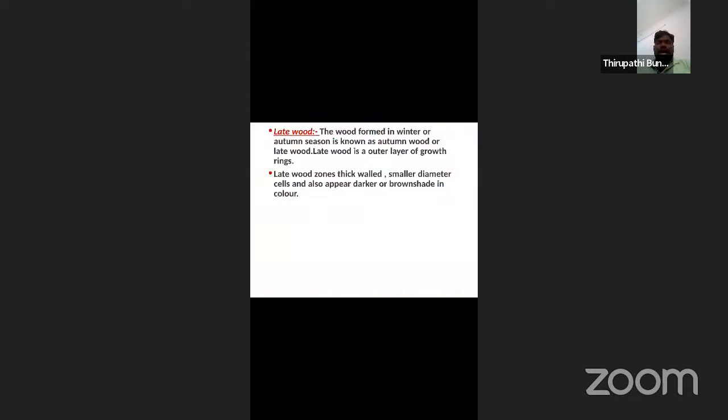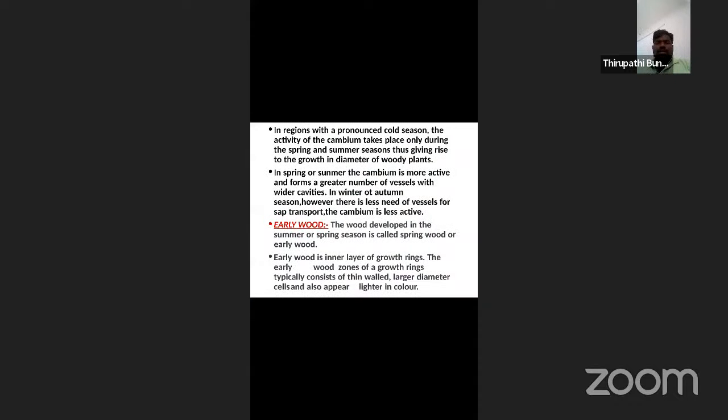This is the early wood and late wood. In early wood, the cambium activity is very high. That's why it forms thick walled cells. In late wood, the cambium activity is very low, the lowest activity. That is late wood.